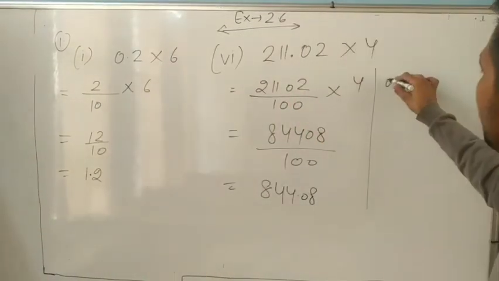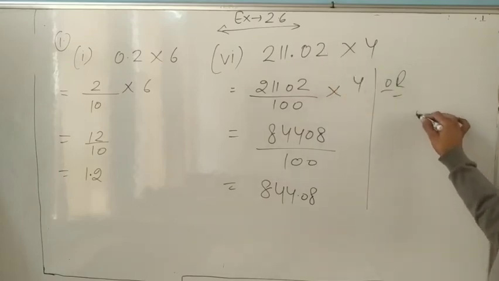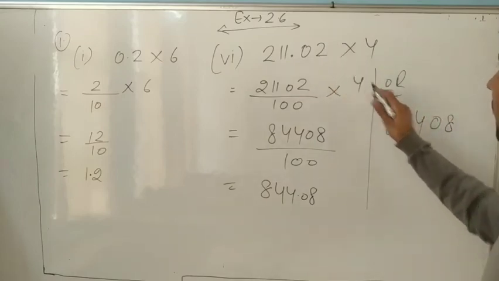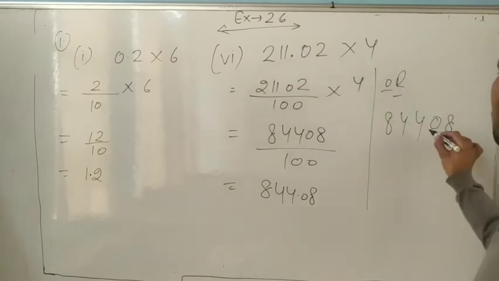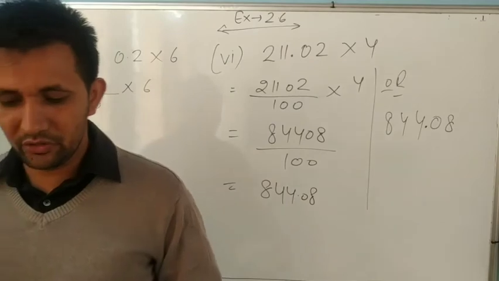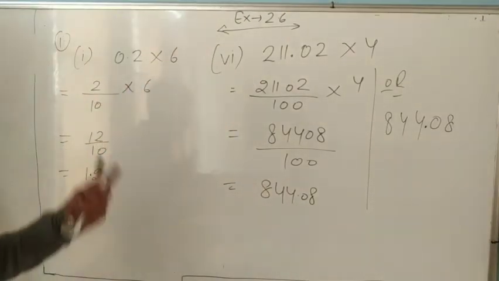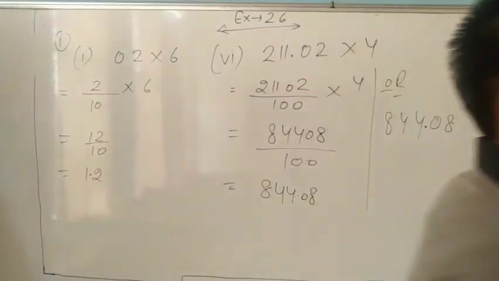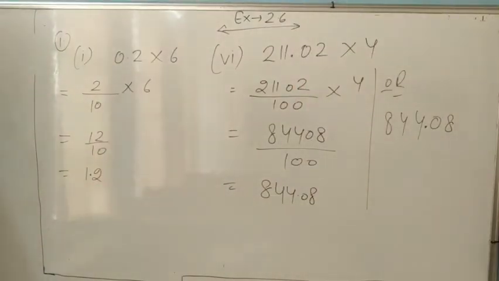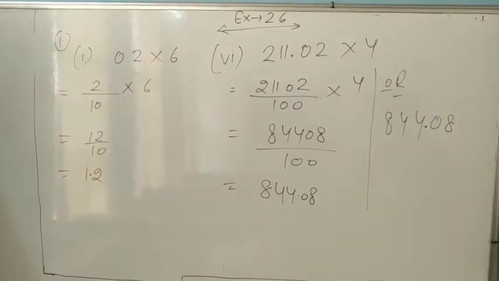Or you can multiply directly. 4 into 2, 8, then 0, 0. How many digits after the decimal? 2. So you can write this one. Understand it? So it is your answer. Understand it? Now we will do question number 5. First we will do question number 5, or we can do the second question also.